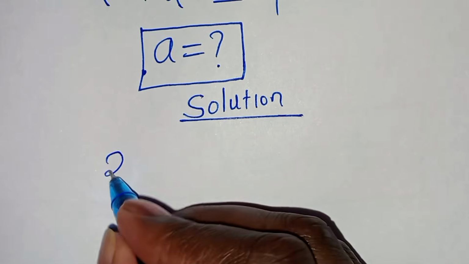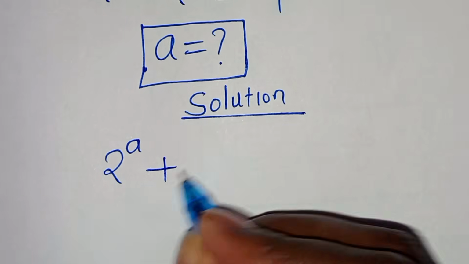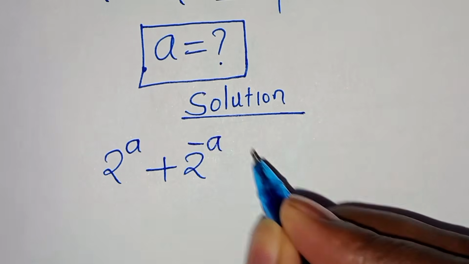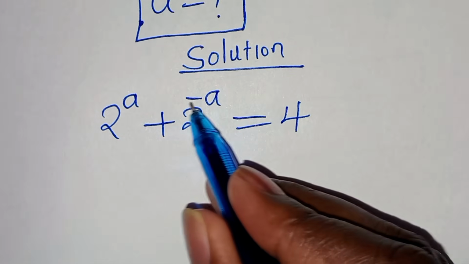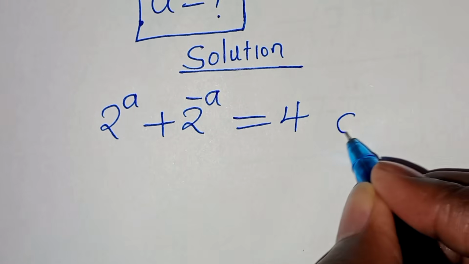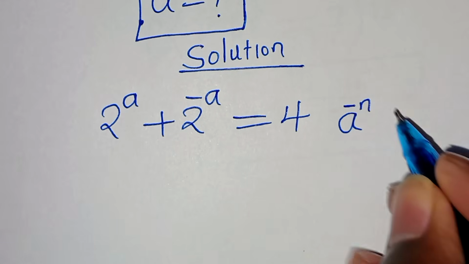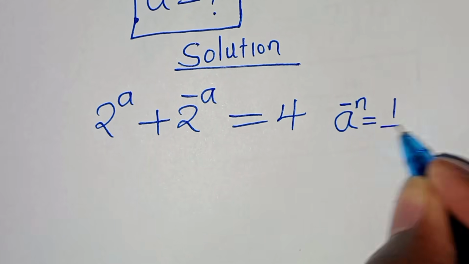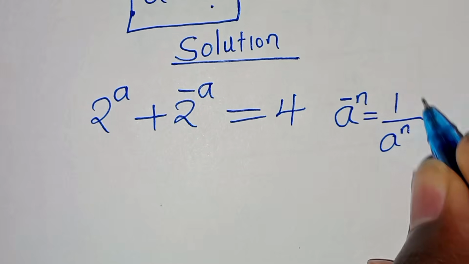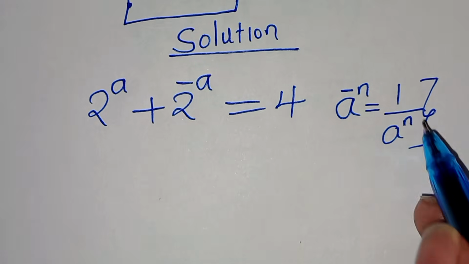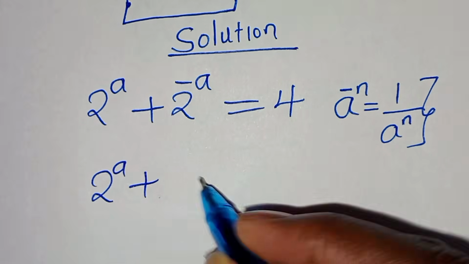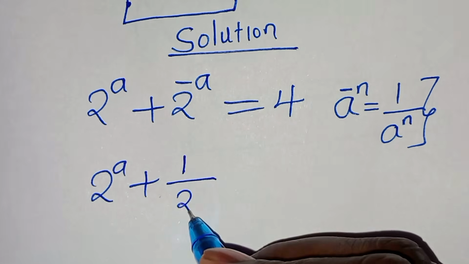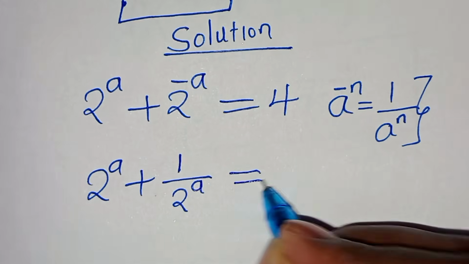So we have 2 to the power of a plus 2 to the power of minus a. This is equal to 4. Now 2 to the power of minus a is in the form of a to the power of minus n, which we can express as 1 over a to the power of n. Applying this exponent property, we have 2 to the power of a plus 1 over 2 to the power of a. This is equal to 4.